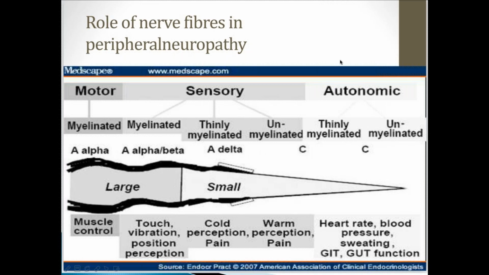So let's go on after the fiber classification. What I basically want to stress over here is that when you are looking for motor symptoms, always think of the larger fibers. Sensory symptoms, look for the smaller fibers, and autonomics like heart rate, blood pressure, sweating, GI or GU disturbances, gut disturbances, urinary tract, then look at the autonomic functions.